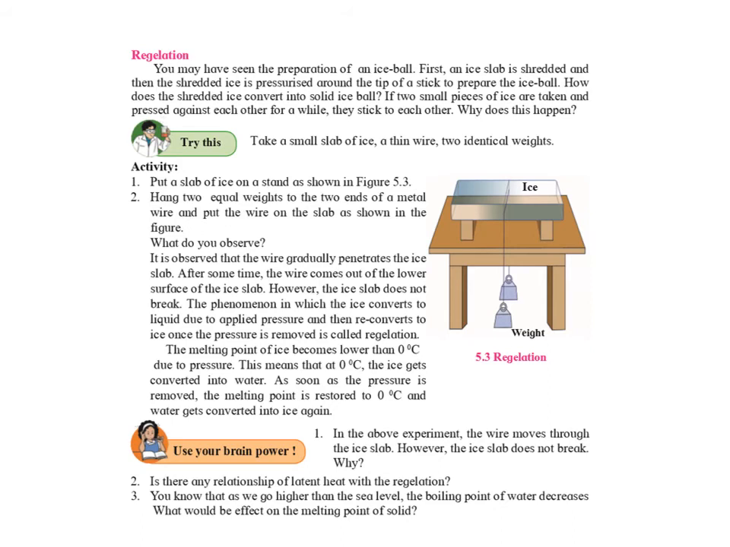breaking the ice. This phenomenon in which the ice converts to liquid due to applied pressure and then again reconverts to ice once the pressure is removed is called regulation or regelation. The melting point of ice becomes lower than 0 degrees when pressure is applied. This means that at 0 degrees the ice gets converted into water. As soon as the pressure is removed, the melting point is again restored to 0 degrees and water gets reconverted into ice again.